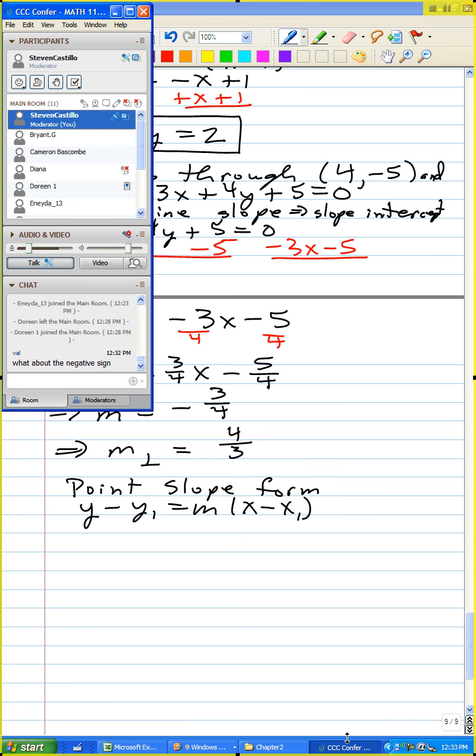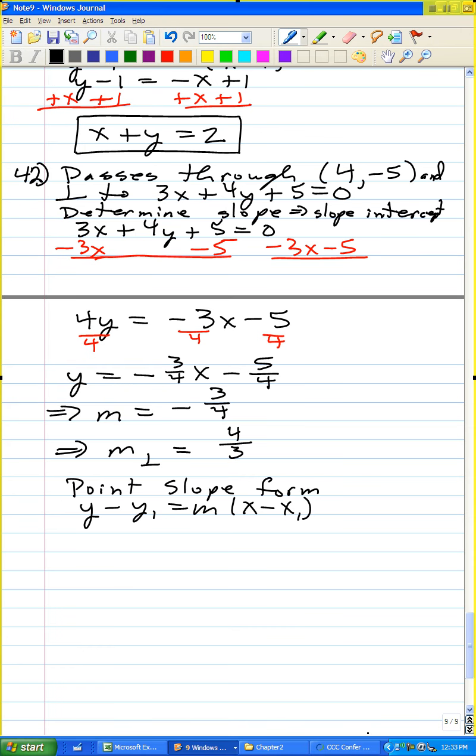So remember that if you have a line that's perpendicular to another line, its slope is equal to the negative reciprocal. So I've got to change the sign and flip. So I both change sign and I flip it when I find the slope of a line perpendicular. Okay?